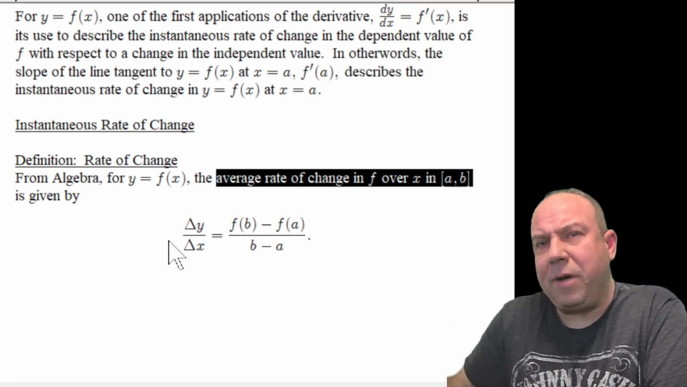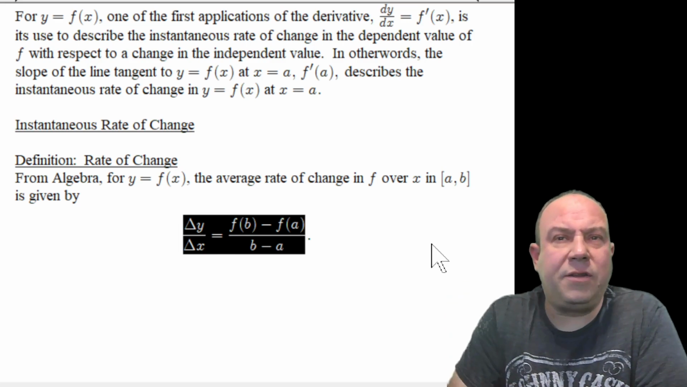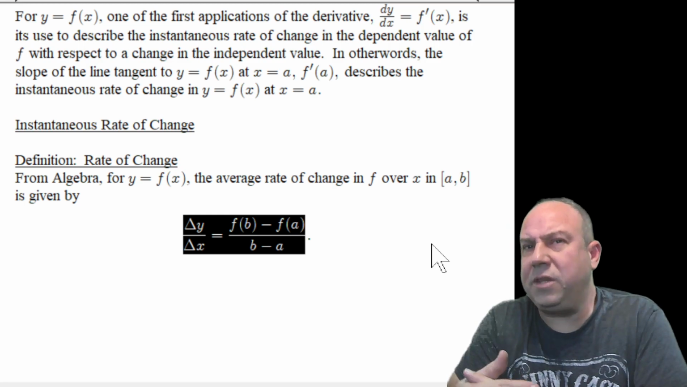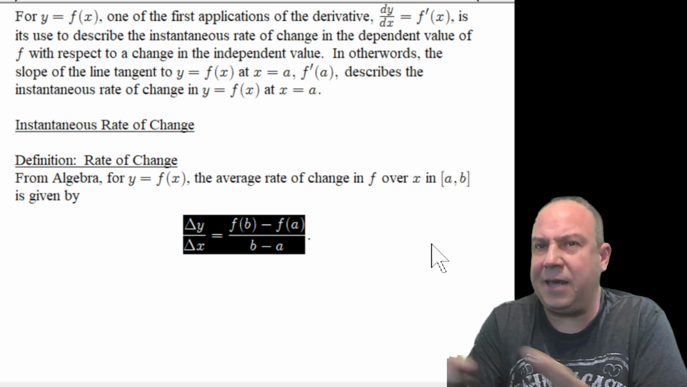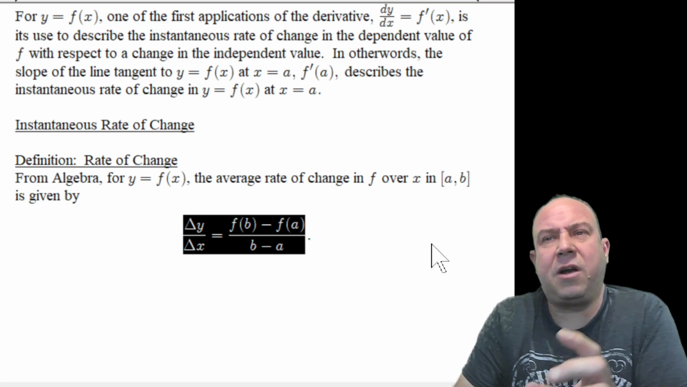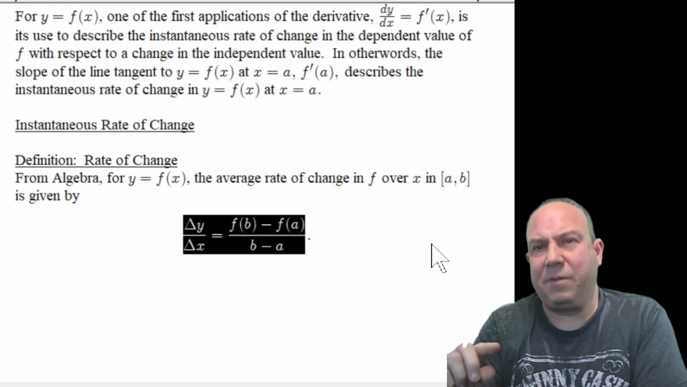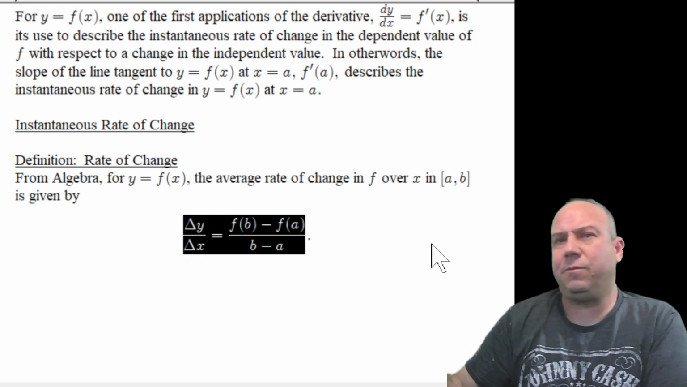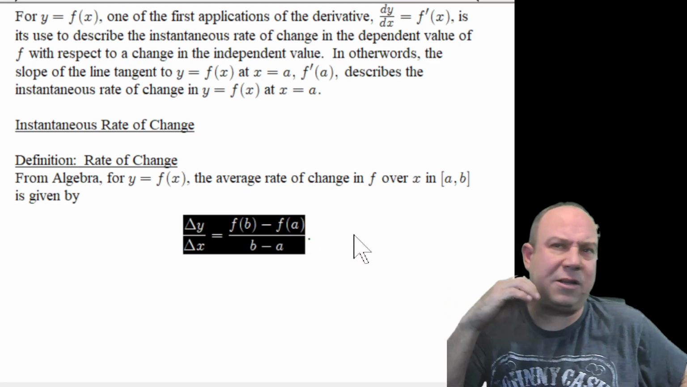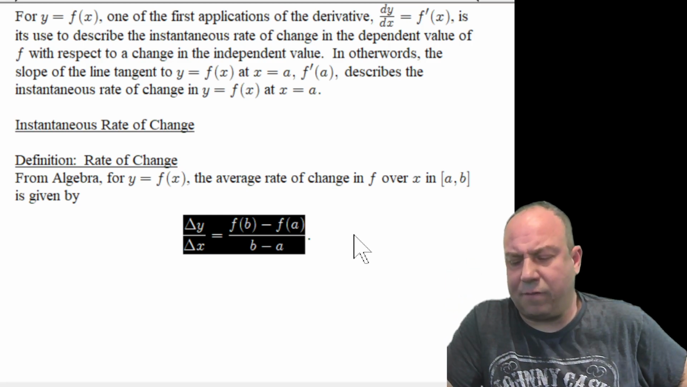That is given by this calculation that we've seen from algebra, this value we call delta y over delta x, which is equal to the difference between the dependent values at a and b, f of b minus f of a, over the difference between our boundaries a and b for the independent value x, b minus a. We should be familiar with this calculation from college algebra, where this gives us the average rate of change in our function.